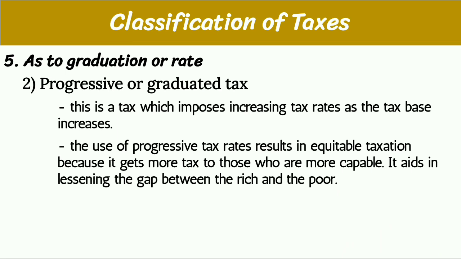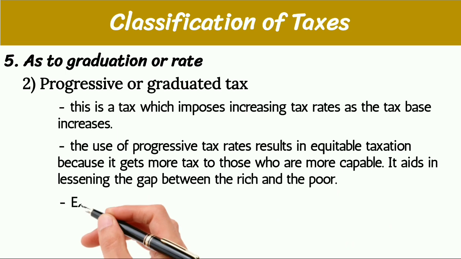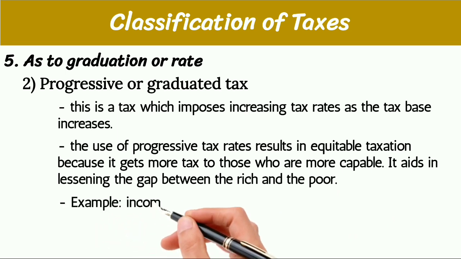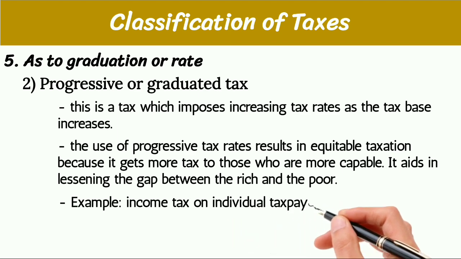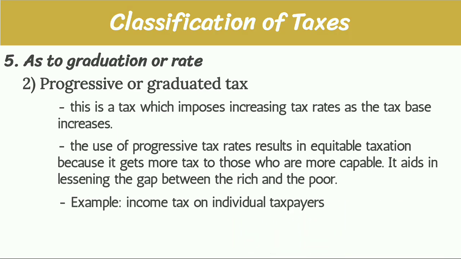So itong progressive or graduated tax ay pabor sa mga mahihirap. Since less capable sila na magbayad ng tax, mas mababa ang babayaran nilang tax or mas maliit yung babayaran nilang tax. Yung mga mayayaman naman, since they are more capable to pay tax, mas malaki yung babayaran nilang tax. Ang example ng progressive or graduated tax ay income tax on individual taxpayers.